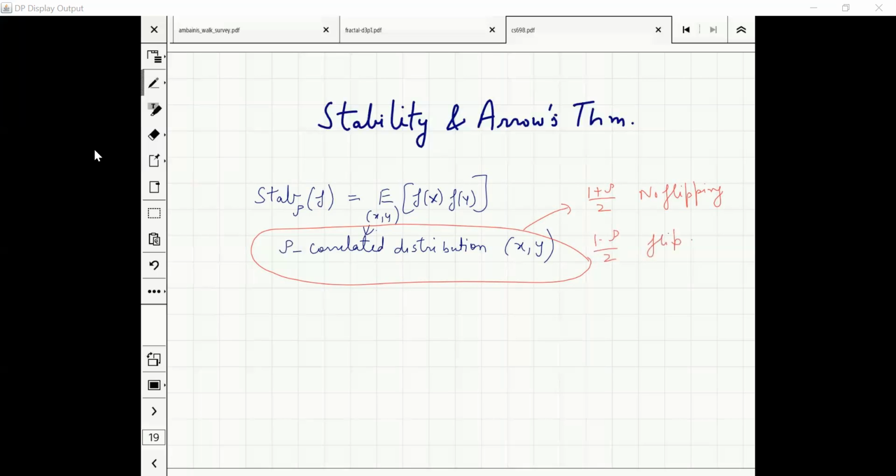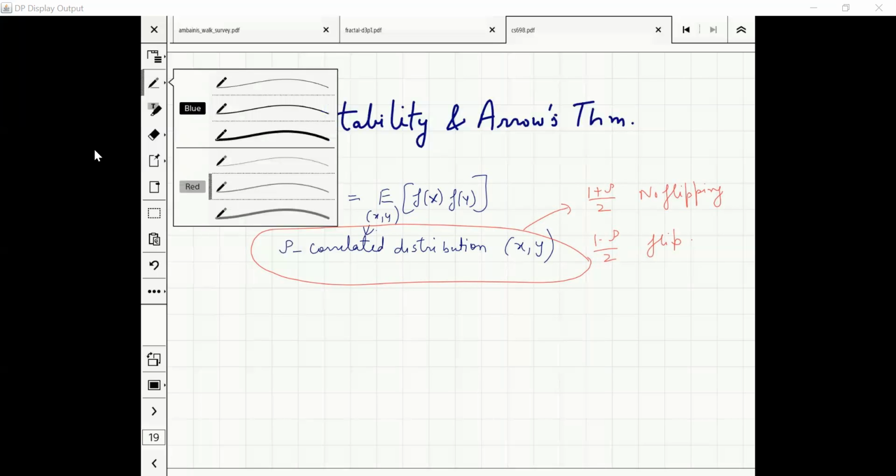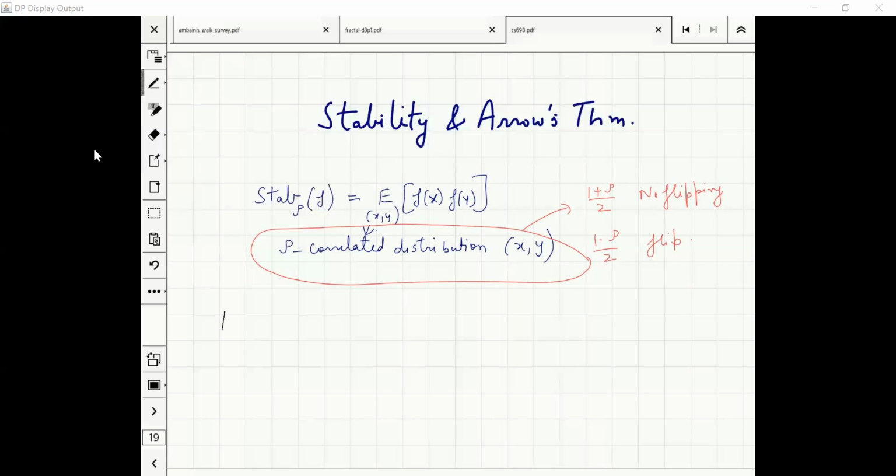This is the way we defined it, and then we wanted to get a Fourier expansion for this quantity, as we have done for other quantities. We want to come up with a Fourier expression first. The first step in that was to calculate the stability of the simplest functions, which are parities, chi-S. Do you remember what we got? Rho to the power cardinality of S. Great. Rho to the power cardinality of S.